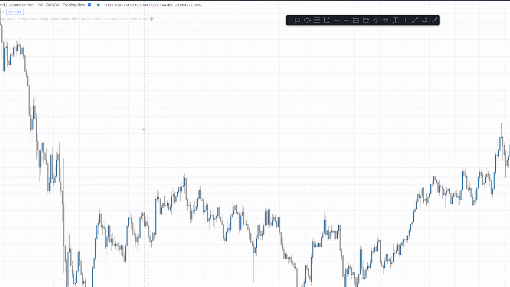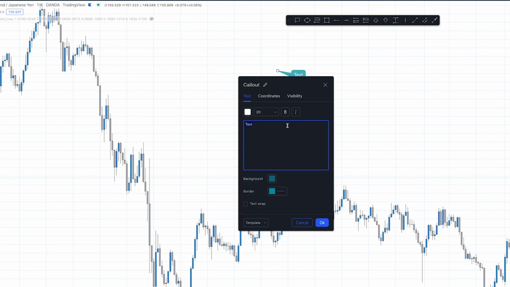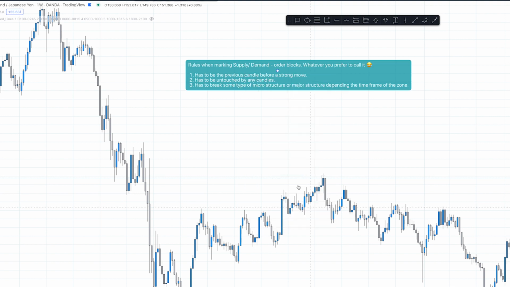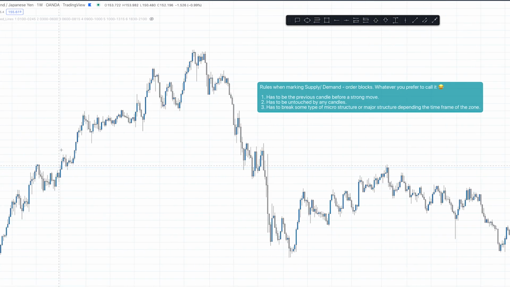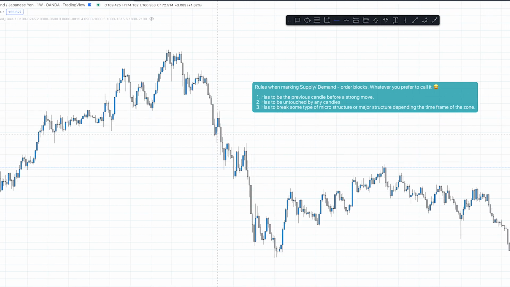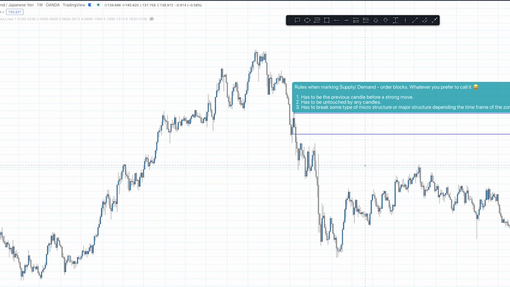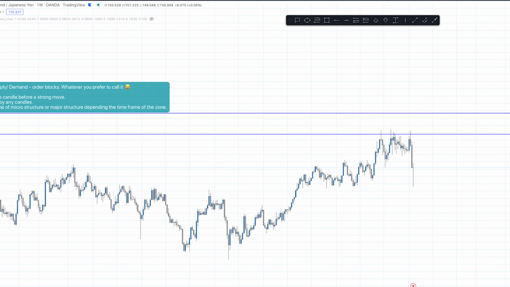Let's write down our rules right here so it's better for you guys. Okay, here we have a previous candle before this strong movement. Literally this strong movement, breaking lows coming from over here, and right here breaking these lows. So we draw it like this. The area is untouched, not touched by any candles leaving the zone right here. And we broke the major structure here, so it's valid. And check this out, literally this sell volume that we're getting is coming from this area over here.